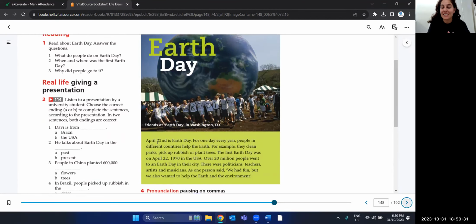April the 22nd is Earth Day. For one day every year, people in different countries help the earth. For example, they clean parks, pick up rubbish, or plant trees.